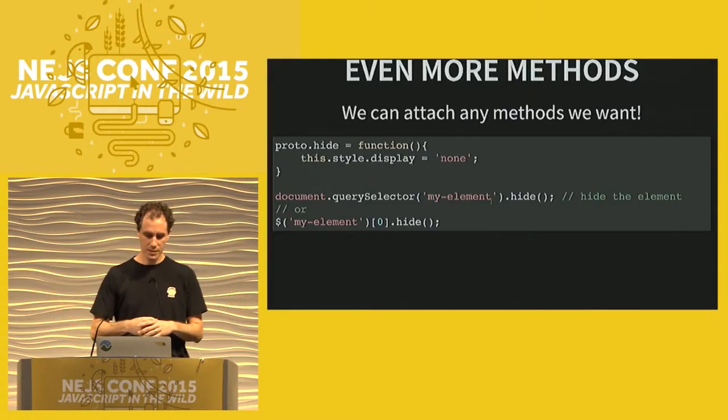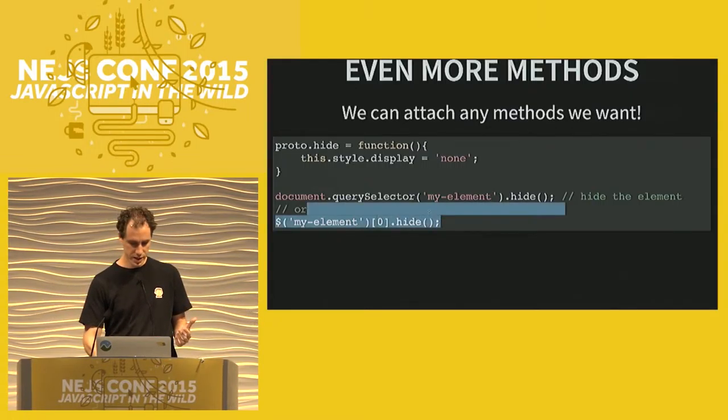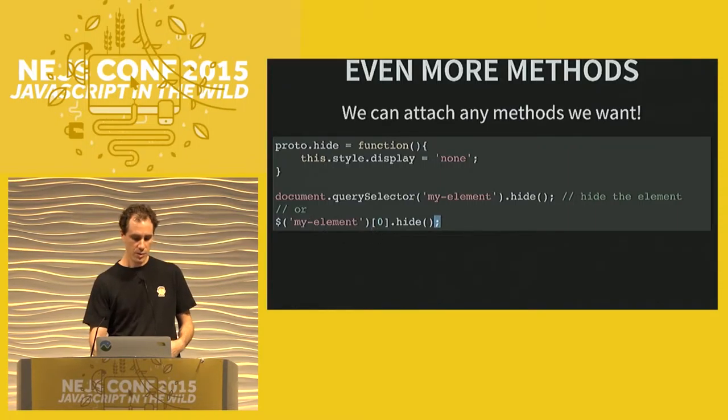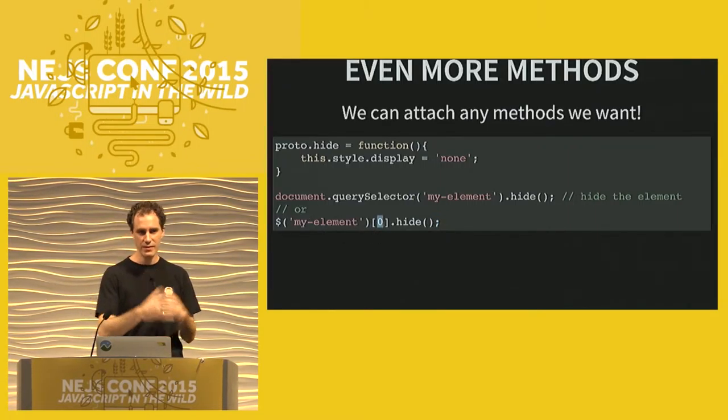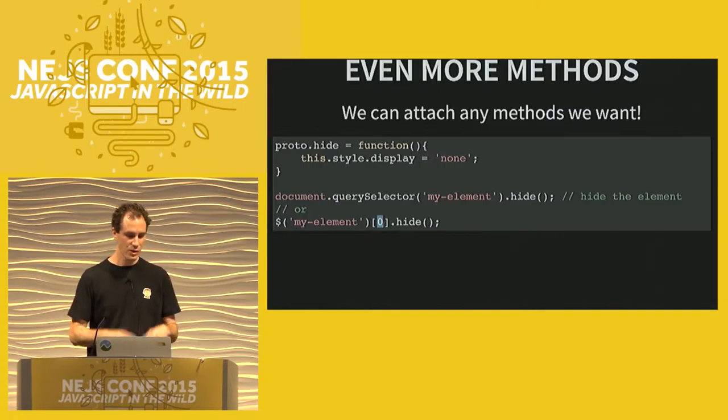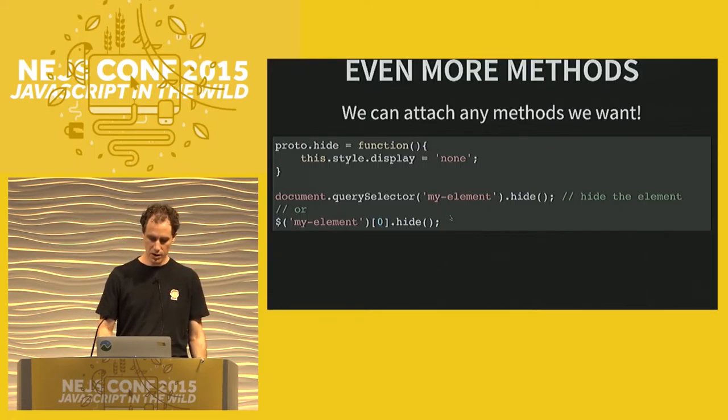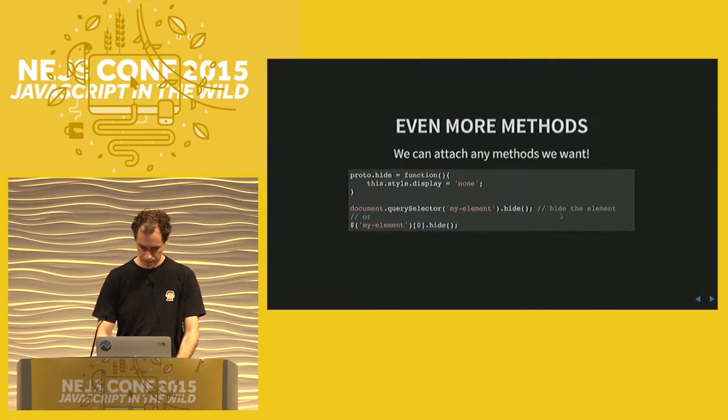The other thing, this is probably a poor example, you can also jQuery it, right? But the key thing with jQuery is it wraps every element when you grab it with a jQuery kind of wrapped element. So you want to get into that by this zero selector and then call hide on it there.